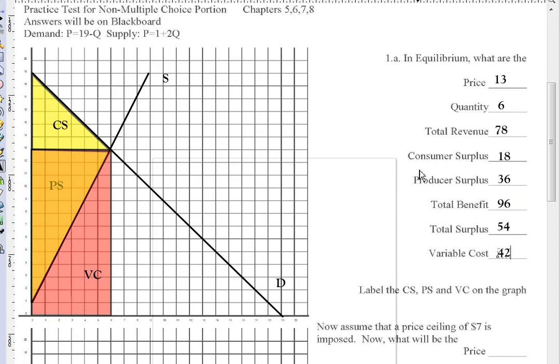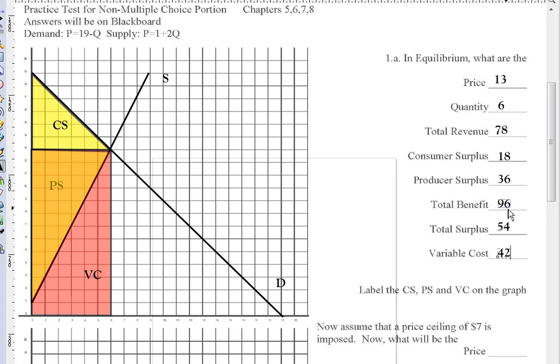and then you're going to have $36 left over for producer surplus, which means that's money you have left over to pay your fixed costs like rent. And then if you pay your rent with that $36 and you still have some money left over, then you're going to have a profit. So producer surplus is used to pay fixed costs and profit.